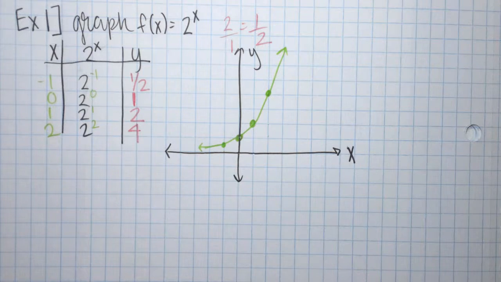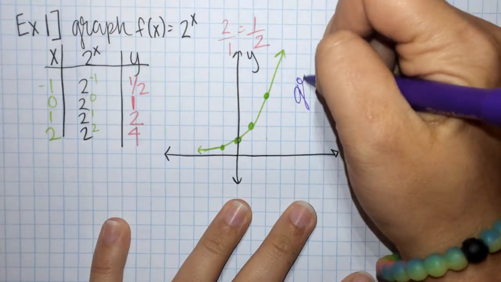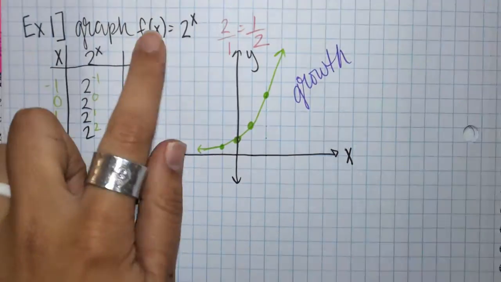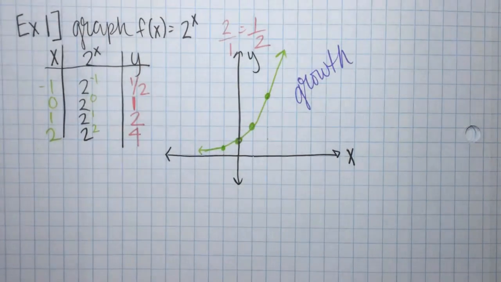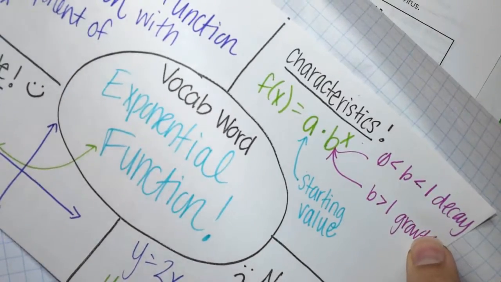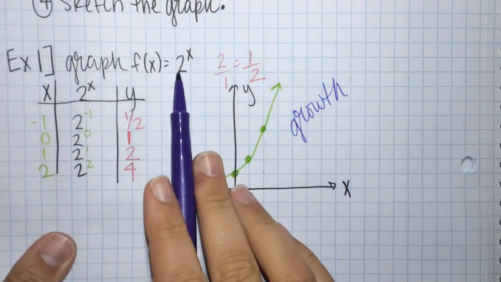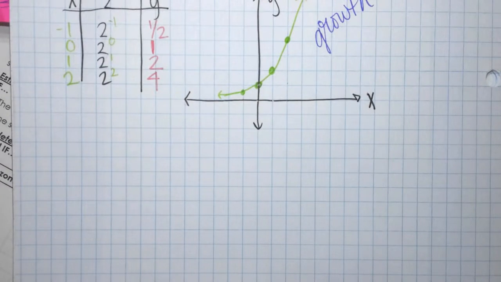That is a growth. Why is it a growth? Because it's going up. Yes. Increases. Now, can you tell from here if it's a growth or not? No. Yes, you can. We just wrote that down. We wrote down that if b is greater than 1, it's a growth. Is this greater than 1? It's a growth. All right, next one.